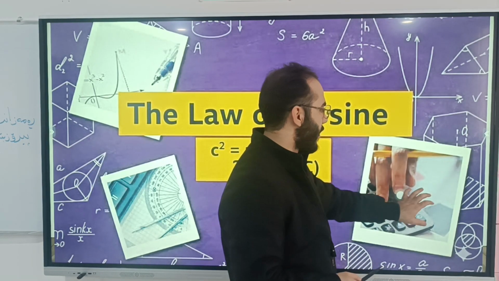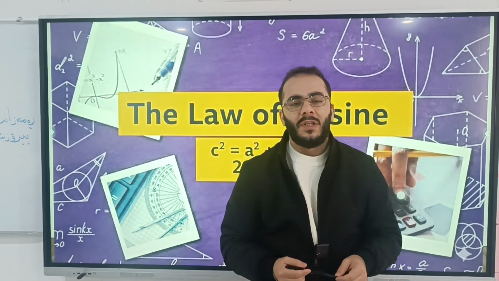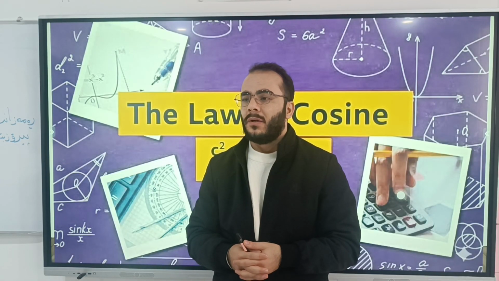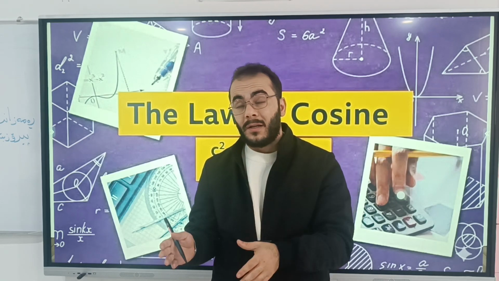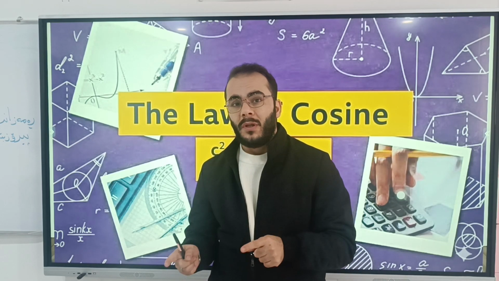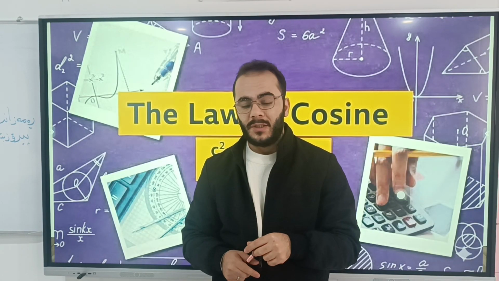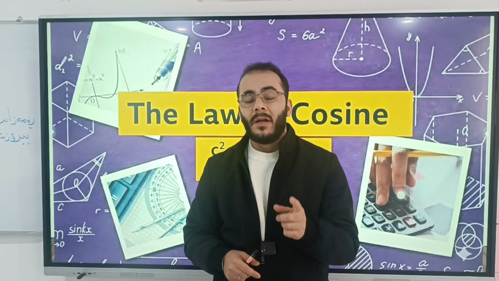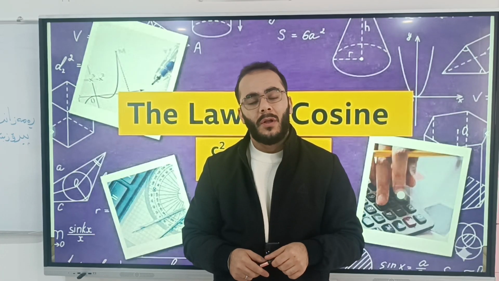Regarding the law of cosine, remember in the previous lesson we said that if we have a triangle in which two angles and one side are given, the side should not be between the two given angles, then we were allowed to use the law of sine. As well, if two sides and one angle were given, the angle shouldn't be between the given sides, then we were able to use the law of sine.